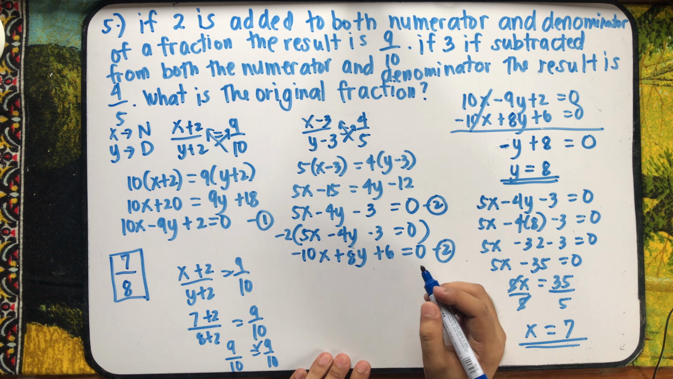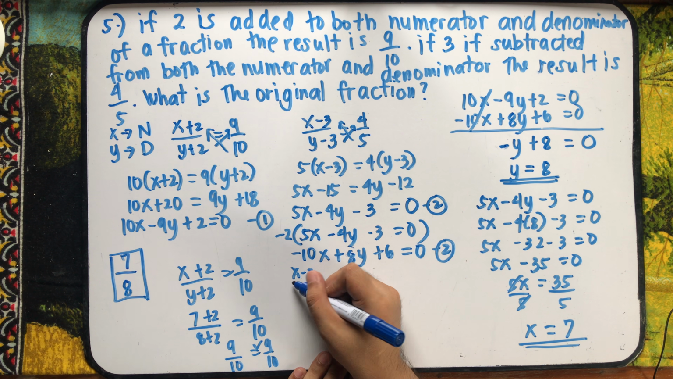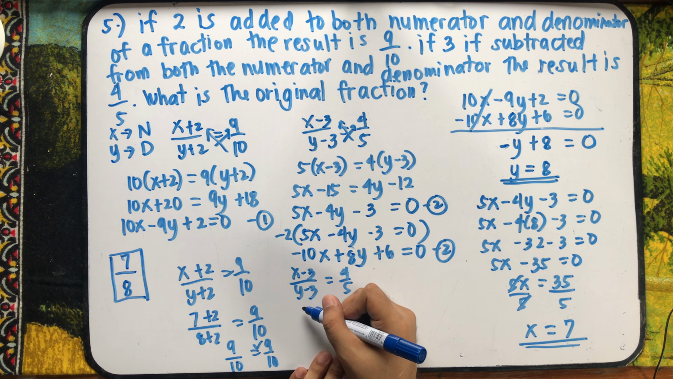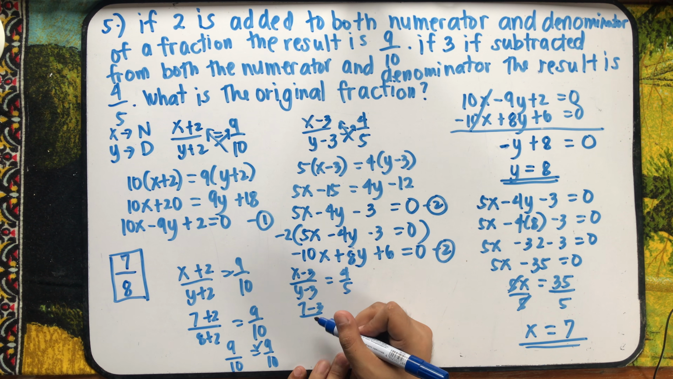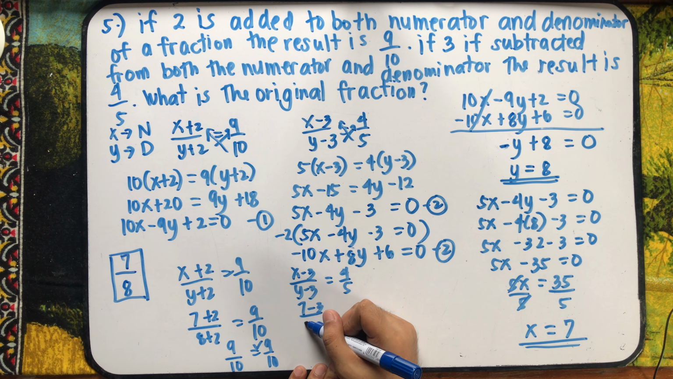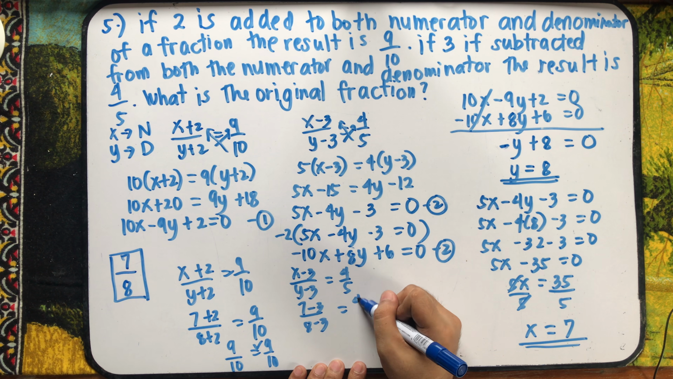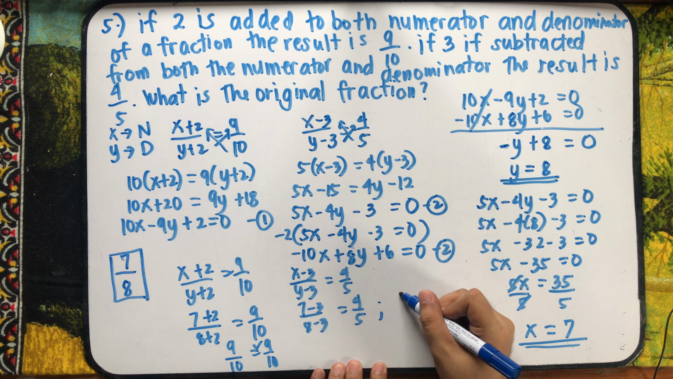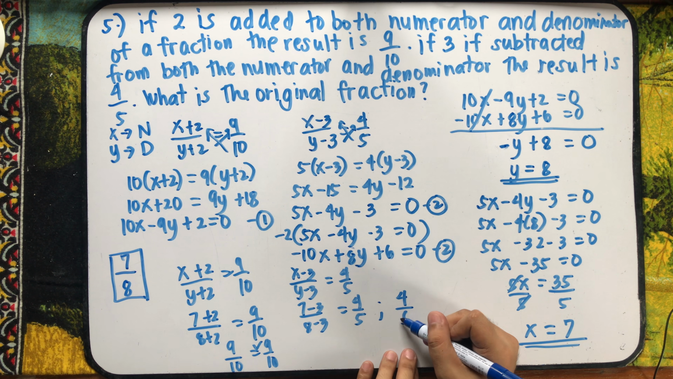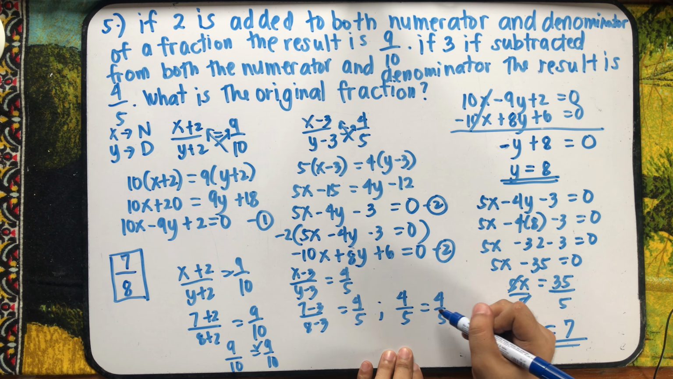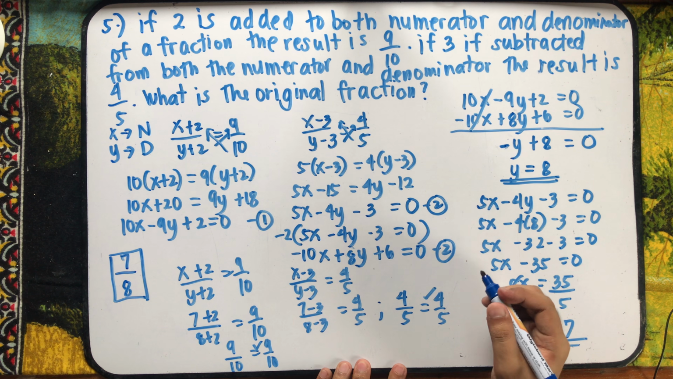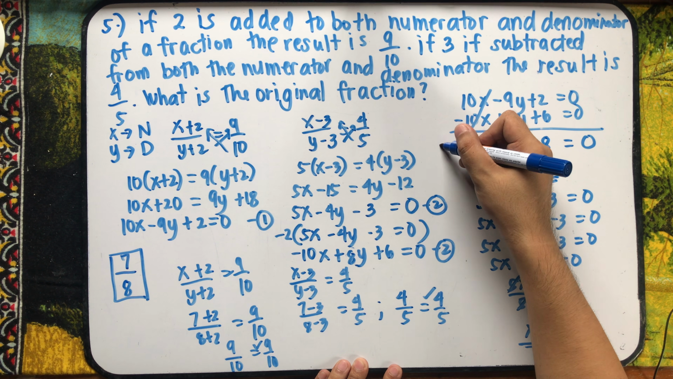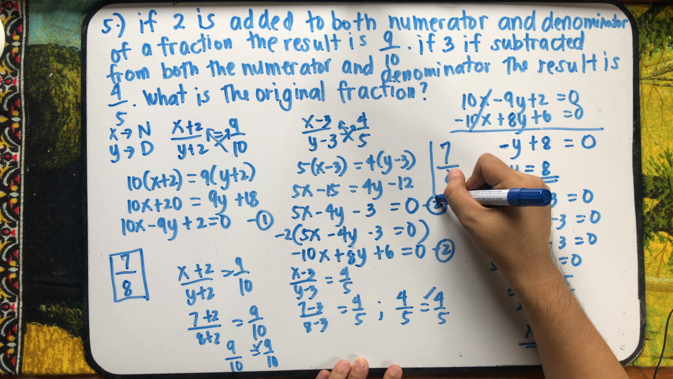And for the second one, we have (x minus 3)/(y minus 3) is equal to 4 over 5. x is 7 minus 3 over y, which is 8 minus 3, is that equal to 4 over 5? Therefore, 7 minus 3 is equal to 4. 8 minus 3 is equal to 5, and 4 over 5 is equal to 4 over 5. Therefore, our answer, the original fraction, is really 7 over 8.